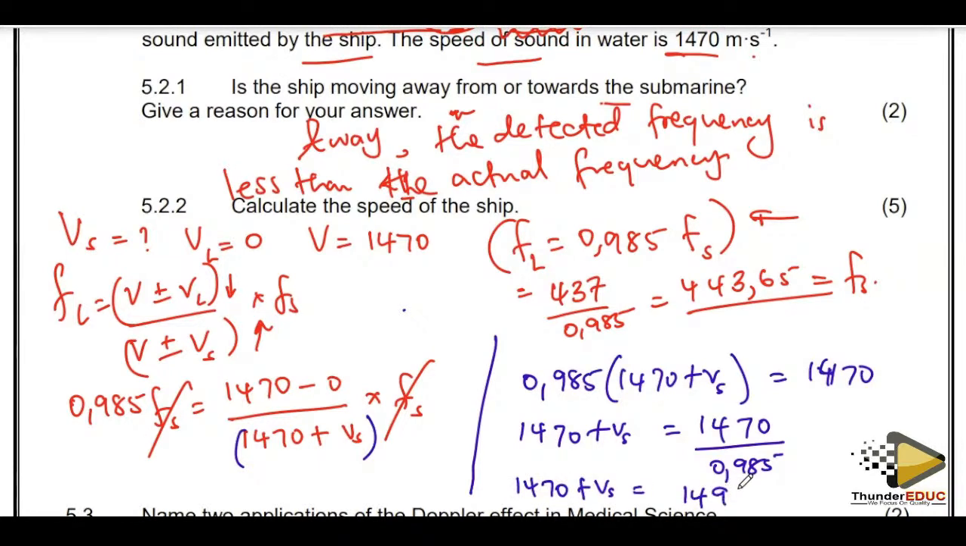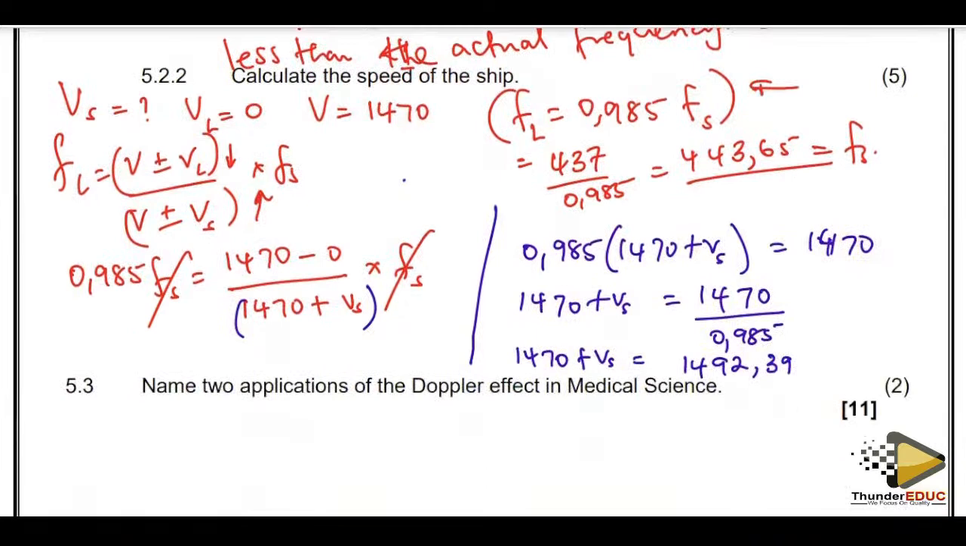It's 1492,39. Okay, and then I'm just going to subtract the 1470. And that gives me 22,38. So I have to move this side, which means my Vs is 22,38 meters per second. So guys, that is the required velocity of the ship that they want us to get.